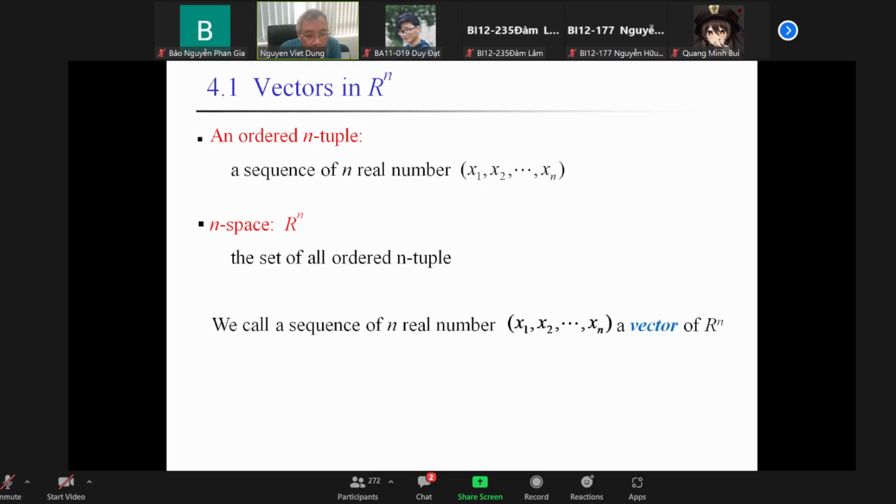Now we call a system of n real numbers like that a vector, a vector of the n space A^n. I don't know what it is, but however, I call it a vector. In the case n equals 1, 2, 3, it is similar to the vector you know already. But here, for any number n, I call it a vector.